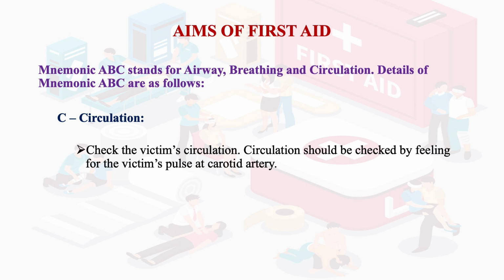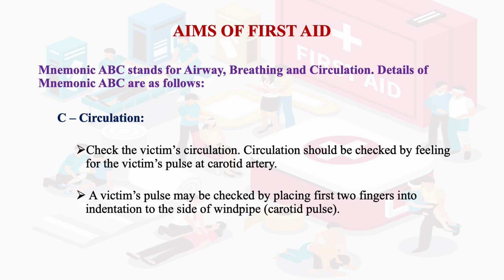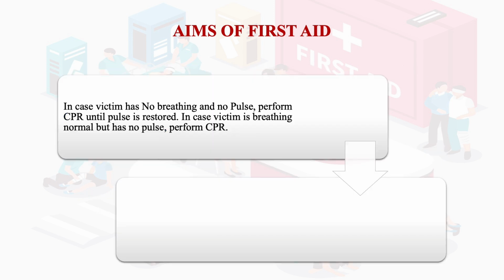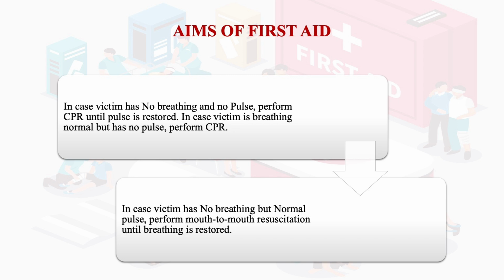Circulation should be checked by feeling for the victim's pulse at the carotid artery. A victim's pulse may be checked by placing the first 2 fingers into the indentation to the side of the windpipe. In case the victim has no breathing and no pulse, perform CPR until the pulse is restored. In case the victim is breathing normally but has no pulse, then also perform CPR. If the victim has no breathing but a normal pulse, perform mouth-to-mouth resuscitation until breathing is restored.